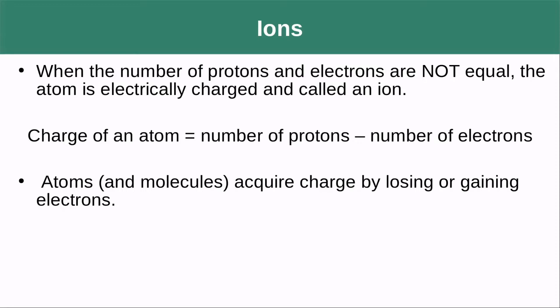When the protons and electrons are not equal, the atom is electrically charged, and we call this an ion. We can figure out what the charge of that atom is by taking the number of protons minus the number of electrons. You can see that if there are more electrons, we're going to get a negative charge. If there are more protons, we're going to have a positive charge.